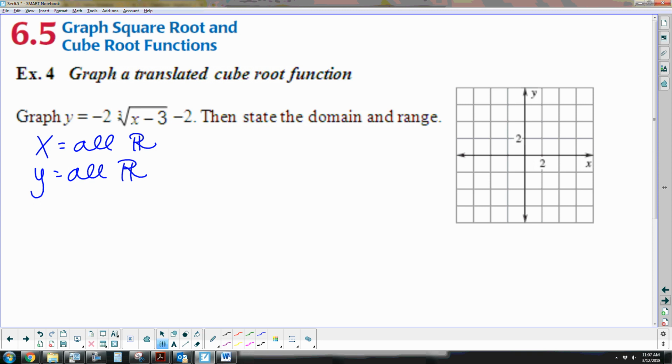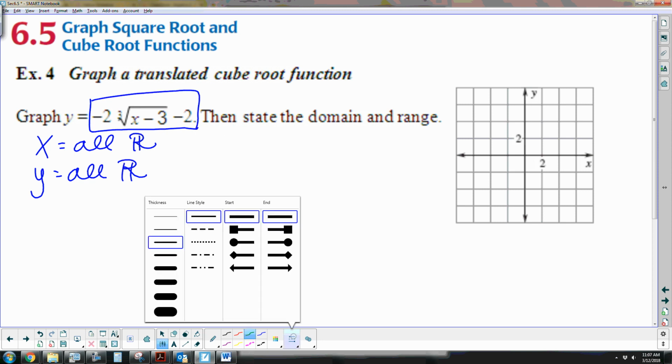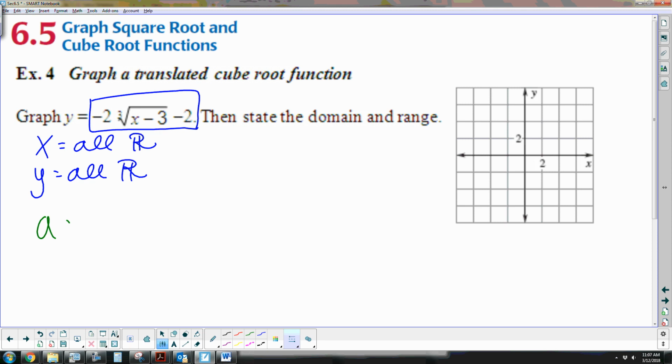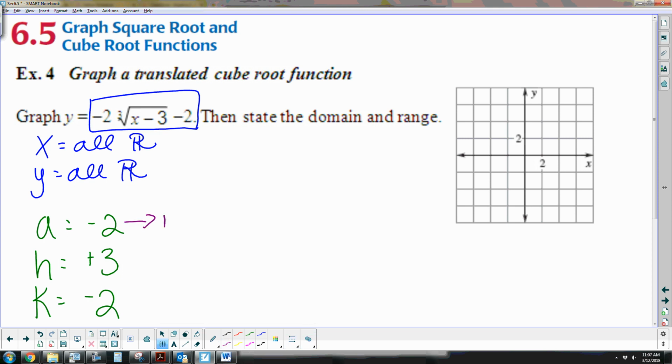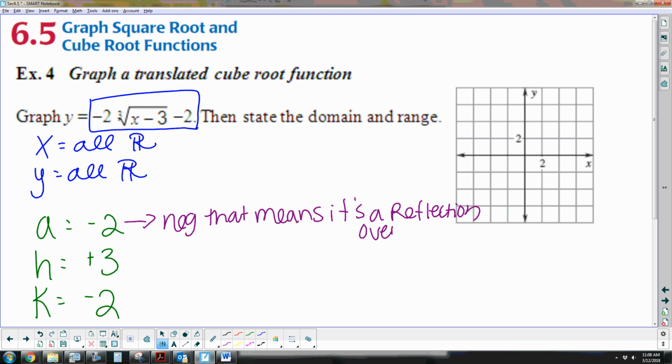Secondly, let's look at this graph. Let's look at everything we know about this graph. And let's start with our a value. Our a equals negative 2. Our h value is positive 3. And our k value is negative 2. So this a value tells us two things. First of all, it's negative. That means that it's a reflection over the x-axis.